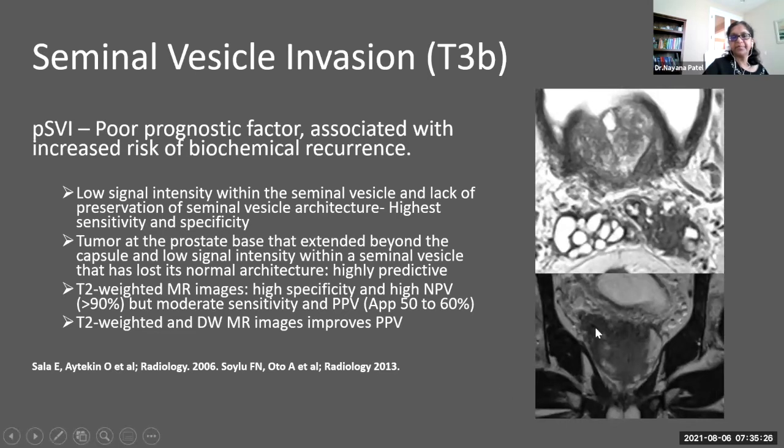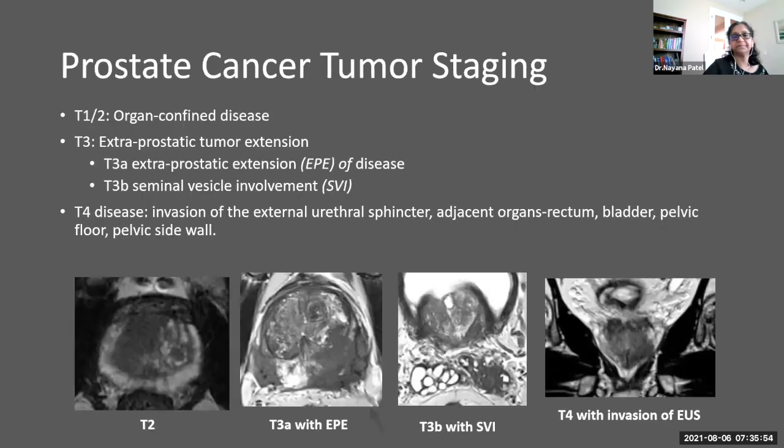Tumor at the prostate base that extends beyond the capsule and has low signal intensity within the seminal vesicle is highly predictive of the invasion of the seminal vesicles. T2 weighted images should be used to look at the seminal vesicle. They have high specificity and high negative predictive value. Combination of the T2 with the DWI improves the detection of the seminal vesicle invasion.